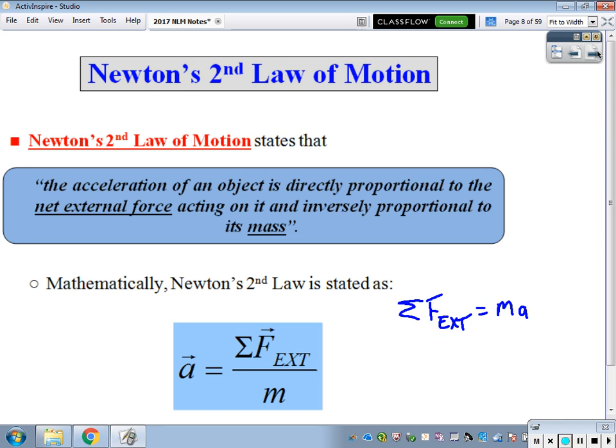Real quick, let's talk about units. Okay, acceleration is the one that we already know because we have used that in previous units. What are our units, or SI units, for acceleration? Meters per second squared. Okay, so we know that. Awesome. Okay, mass. What is the SI unit for mass?